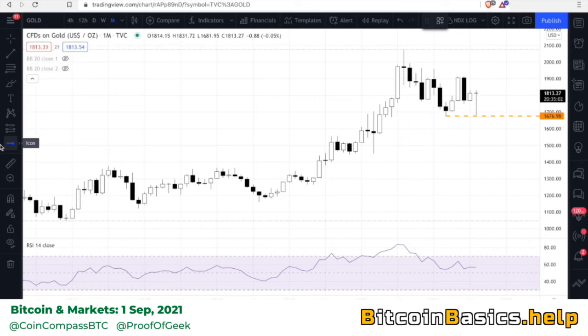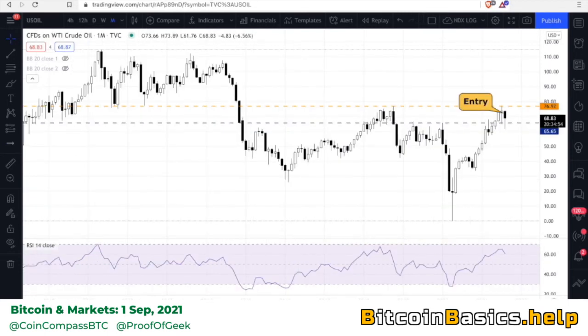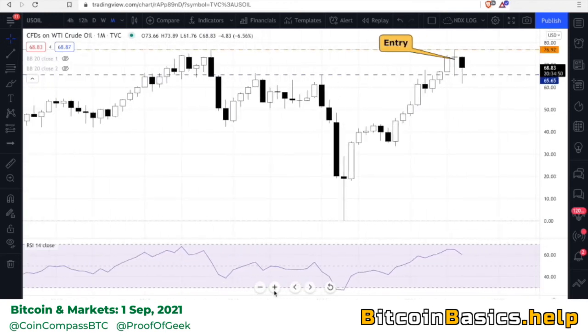So it'll be very interesting to see what happens in the coming month. For this next bull market in gold to continue, it needs to close above 1900. US oil, to me, looks like a better trade. We did prematurely have an entry for a long position a few weeks ago. That would have been closed out for a small loss.